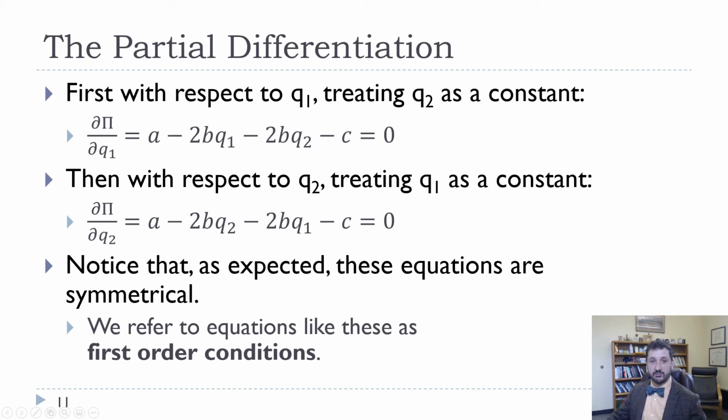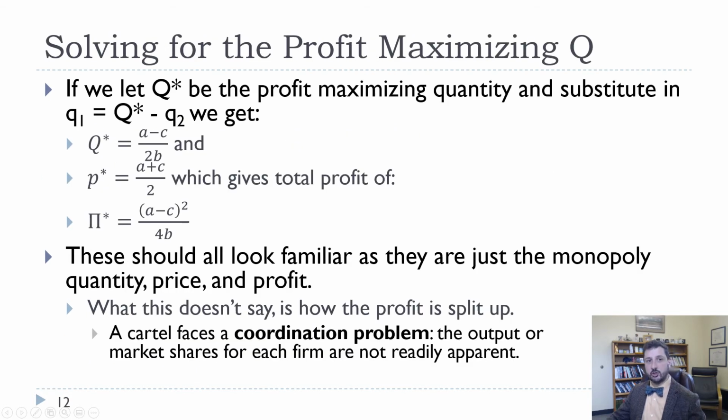We can do that a number of different ways. We could say, hey, they're symmetrical, so they're going to be equal, and just call it Q, and then solve for it that way and be like, oh, wait, it's the same as a monopoly. But whatever we do, we're going to get our Q star. The way they do it in the book is they say, okay, let Q star be the profit maximizing quantity, and say Q1 is equal to Q star minus Q2, and then plug that in and solve. Anyway, you get Q star equals A minus C over 2B, P star equals A plus C over 2, and profit is A minus C squared over 4B.